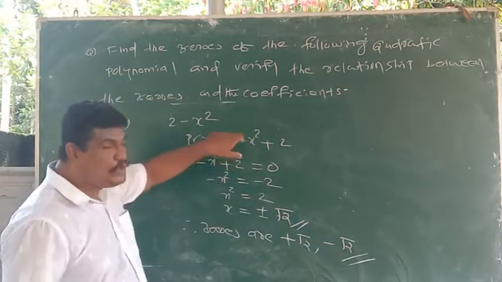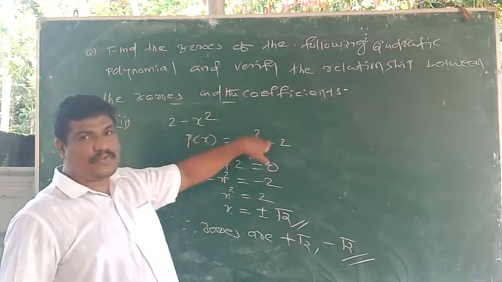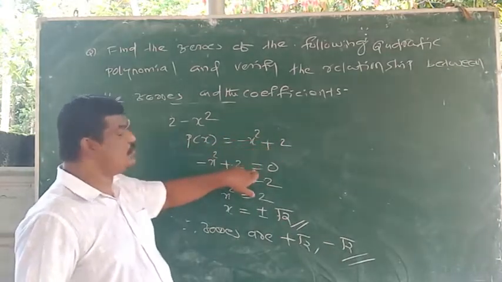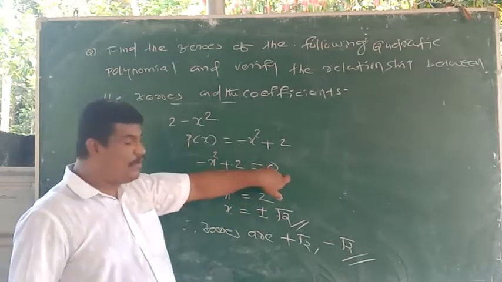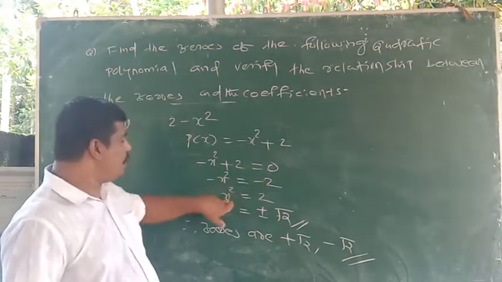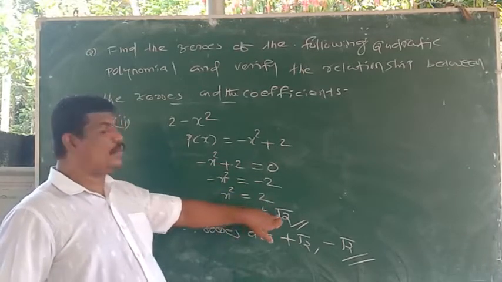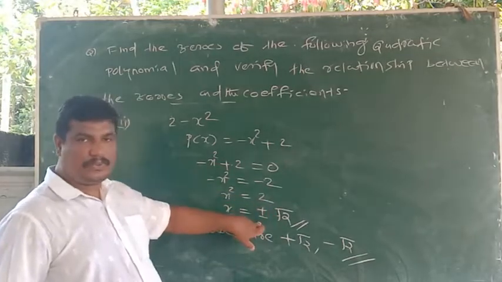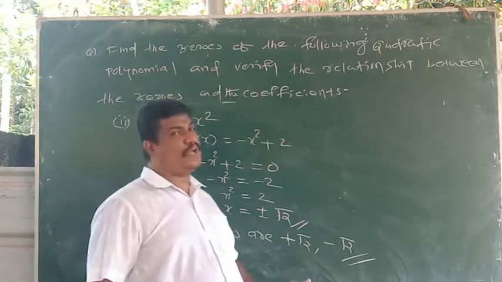Here it is only 2 terms. So find the zeros here. The polynomial is equal to 0. Minus x square plus 2 equal to 0. Then minus x square is equal to minus 2. Minus minus cancel. X square is equal to 2. X is equal to plus or minus root 2. So the zeros are plus root 2 and minus root 2.